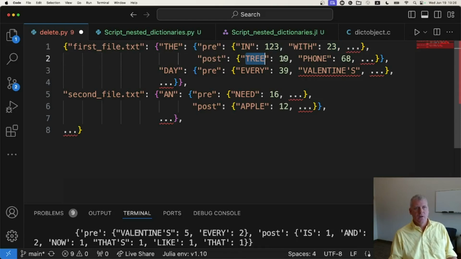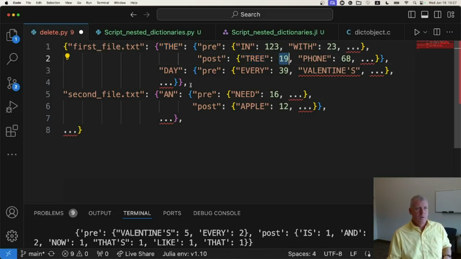We have tree that occurs 19 times, so "the tree." And we have phone that occurs 68 times, "the phone," right? So we're keeping track, again, of all the words that occur in the current file, but also keeping track of all the words that occur before the current word and their frequencies, and all the words that occur after the target or current word and their frequencies.